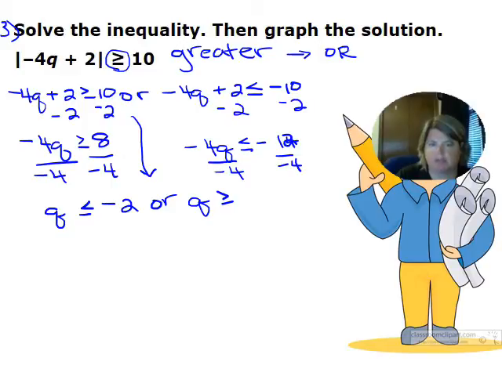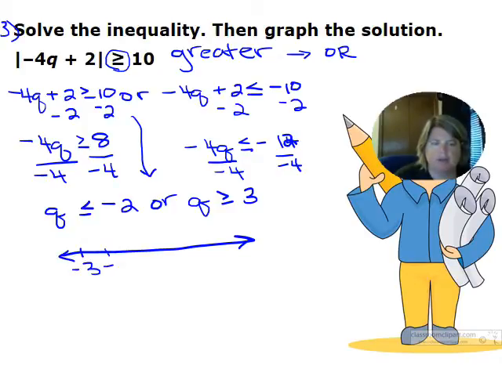So notice that that flipped over, and then work out the problem. So negative divided by negative is positive. Because it said to graph, I need to go one more step. So negative 3, negative 2, negative 1, 0, 1, 2, 3. Notice I just went one past on the left side and one past on the right side.